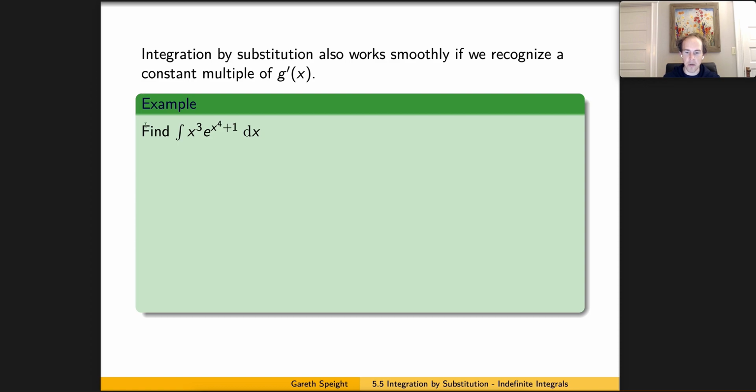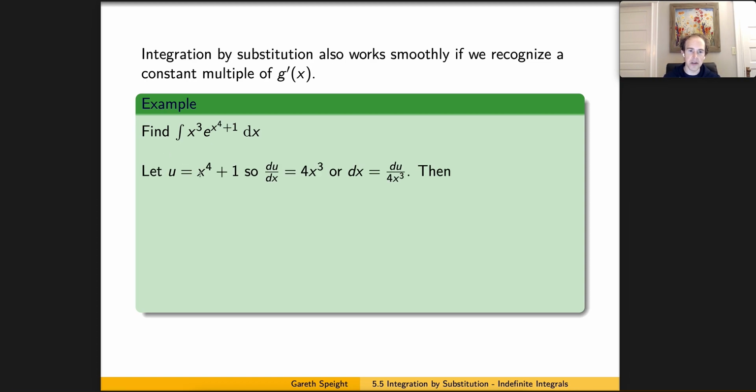So for instance, suppose we're integrating the integral of x cubed times e to the x to the 4 plus 1. Okay, well, we have a composition function, so we should consider a substitution. The inside is x to the 4 plus 1. The derivative of the inside is 4x cubed, which isn't quite what we have over here. But as we'll see in a second, the constants are going to be okay because we can pull them out of the integral.